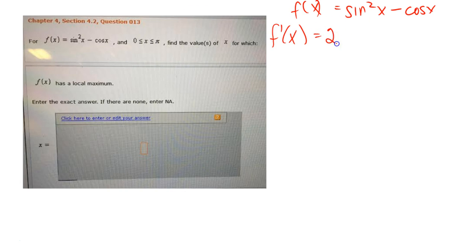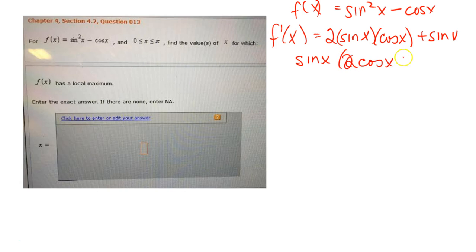Right? So first we take 2 sine x, and then the derivative inside, which is cosine x. And the derivative of cosine, which is negative sine, means it's going to end up being plus sine. So I will factor out a sine x, and I end up with 2 cosine x plus 1. I'll set it equal to 0. So these are two factors, right?